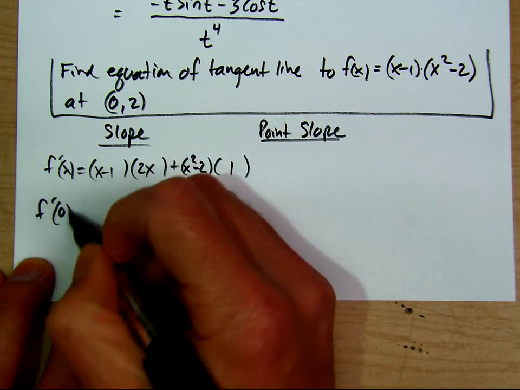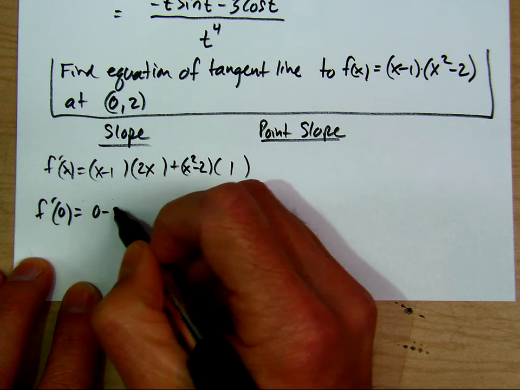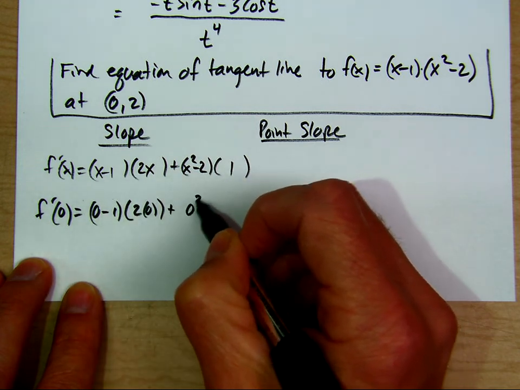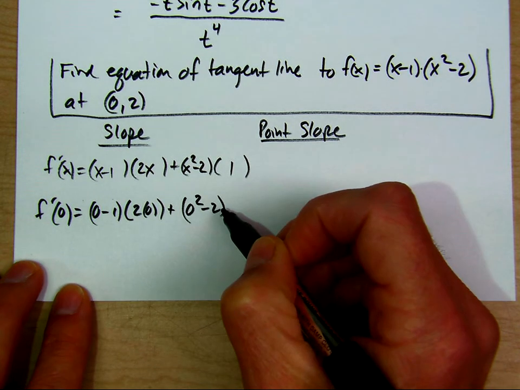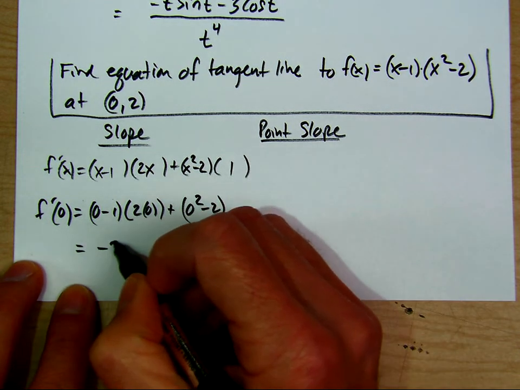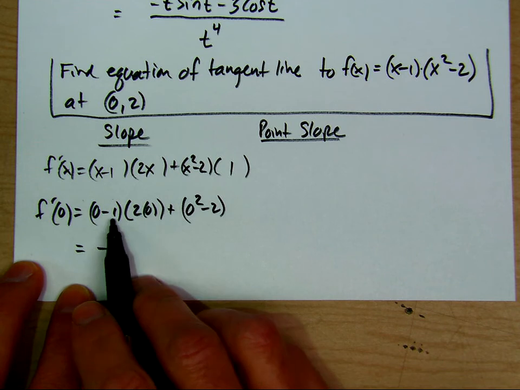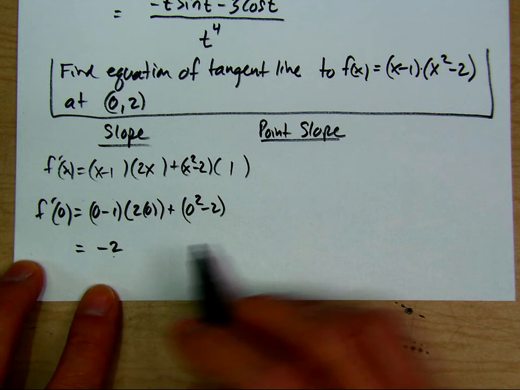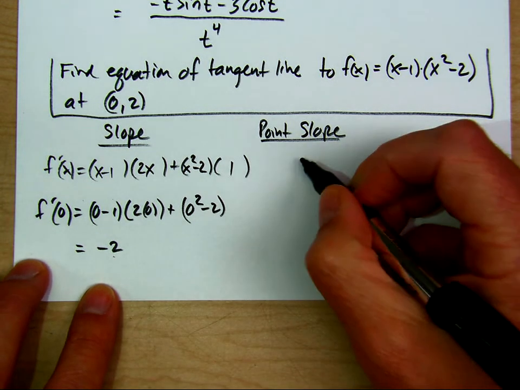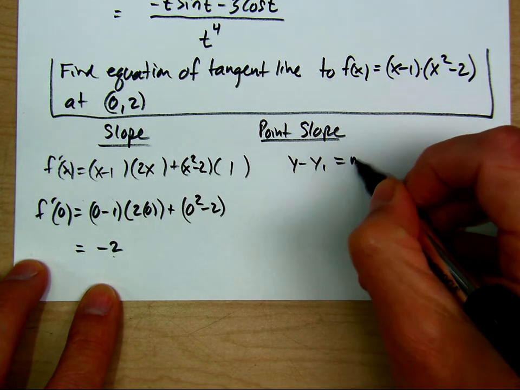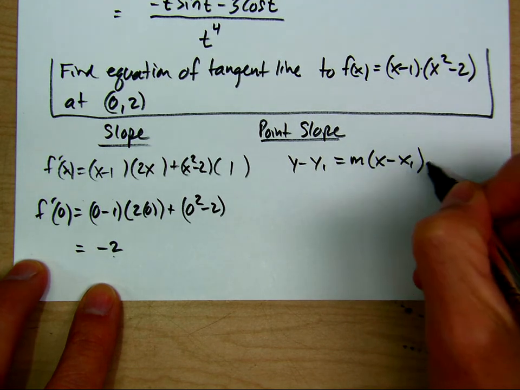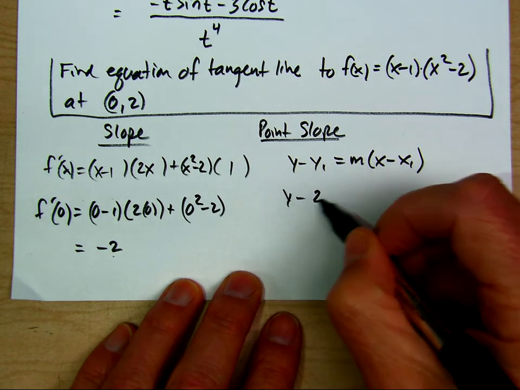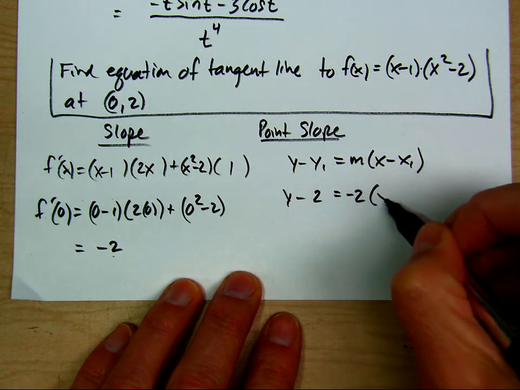F prime of 0, 0 minus 1, 2 times 0, 0 squared minus 2, so we just get negative 2. Because this is 0 times negative 1, that's 0, and here we just have negative 2. So then with the point slope, y minus y, m, x minus x.